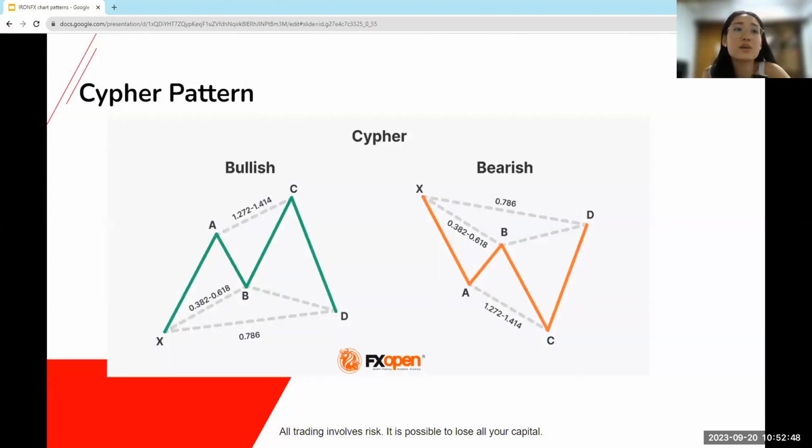So here's an example of a cipher pattern. The cipher pattern uses 38.2% to 61.8 for XB, 127.2 to 141.4 for your AC, and for XD, 78.6. And bearish is the opposite of that.